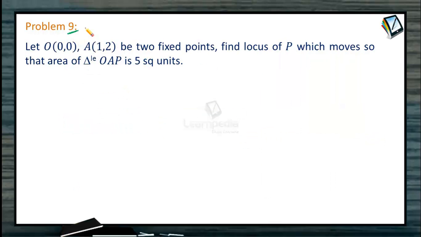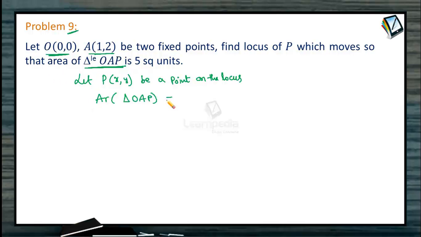Problem number 9. There are two fixed points given, O, the origin, and A with coordinates (1, 2). P is a point which is moving with the restriction that the area of the triangle OAP is always 5 square units. So we first derive the equation, then look at the trace of it. We do it the other way here. So let P(x, y) be a point on the locus. We write the geometric condition that the area of the triangle OAP is 5.